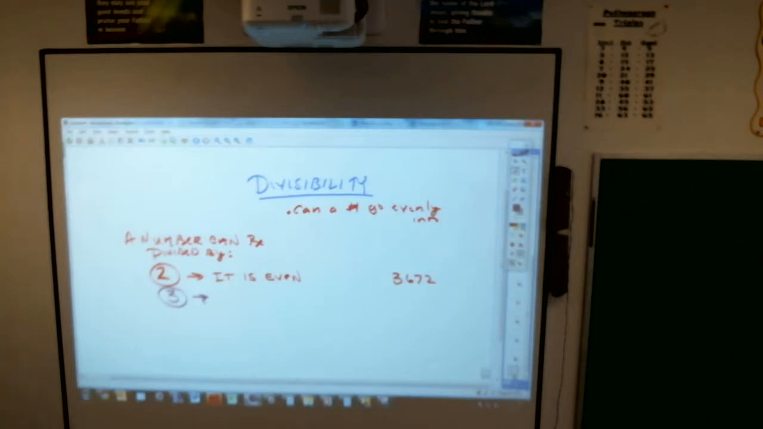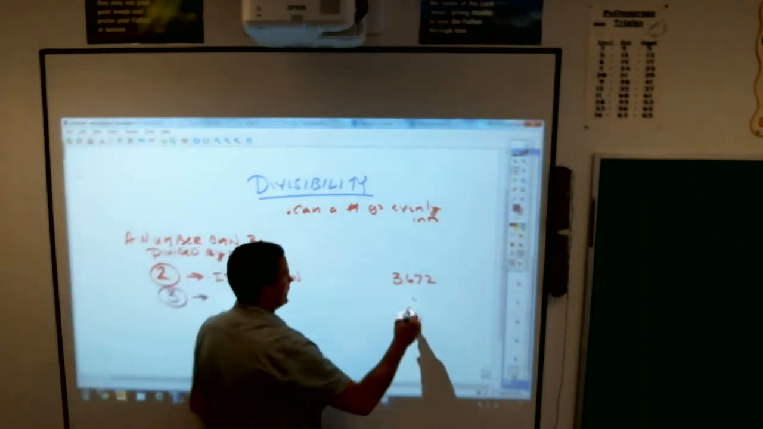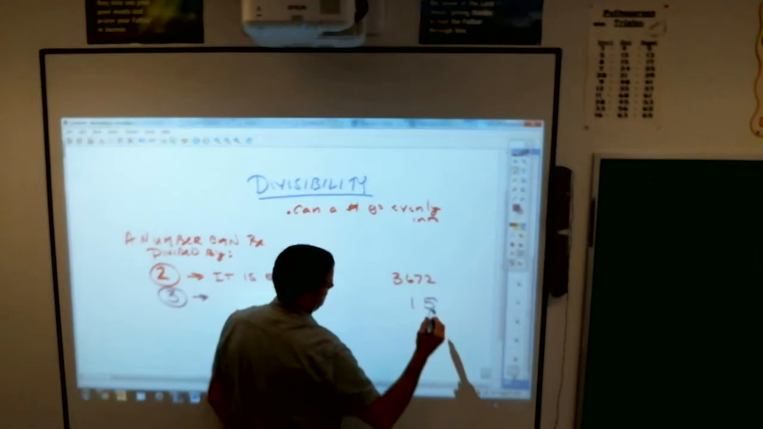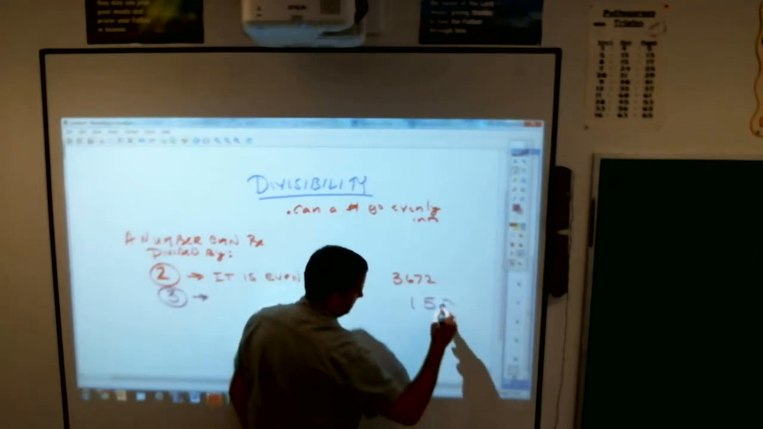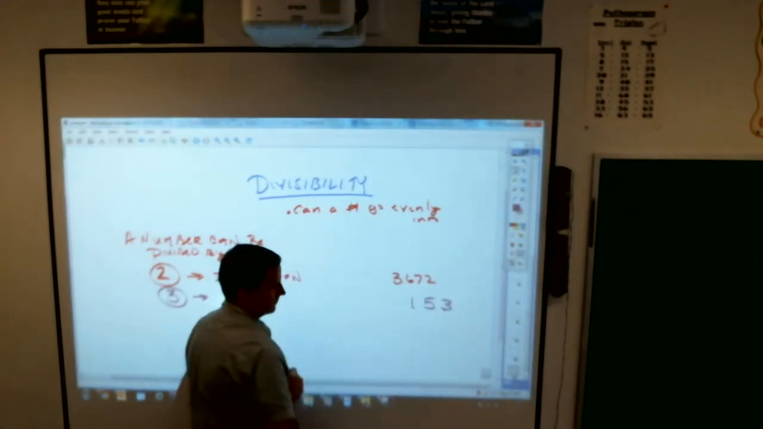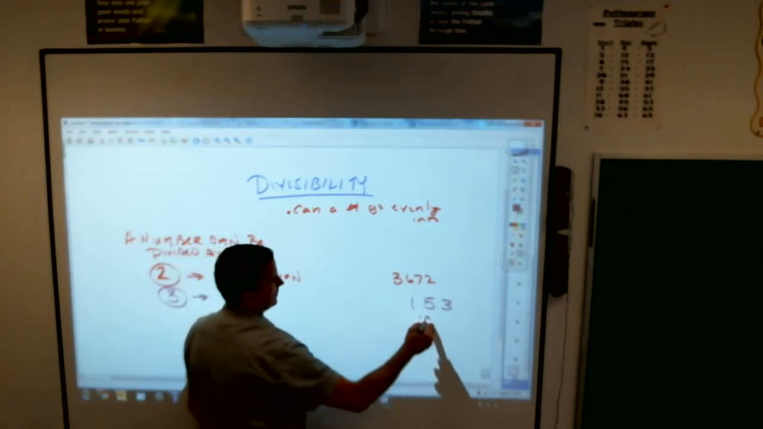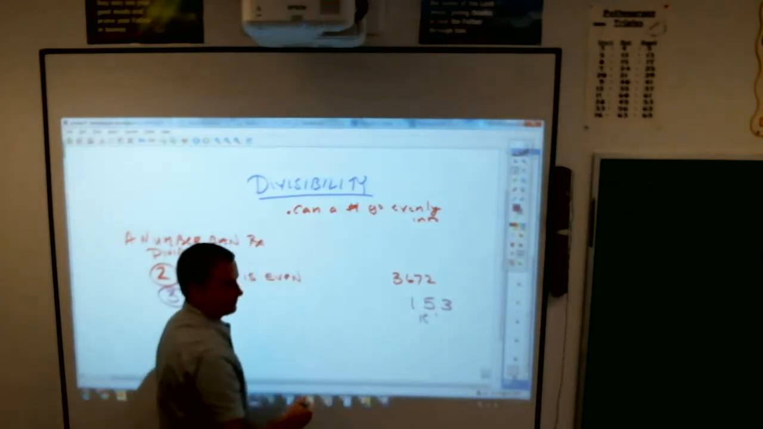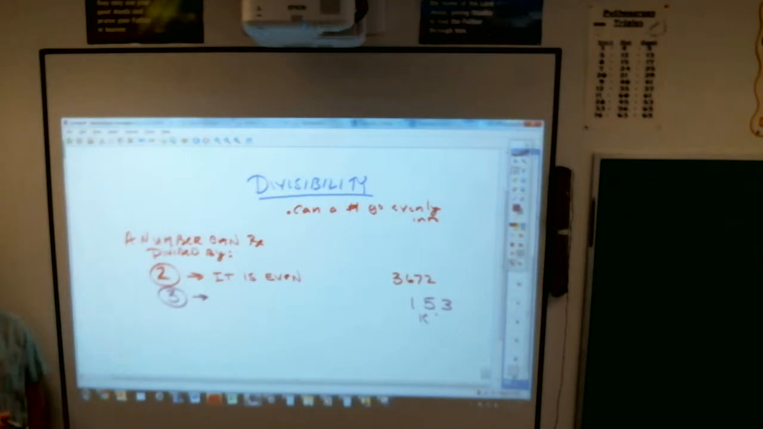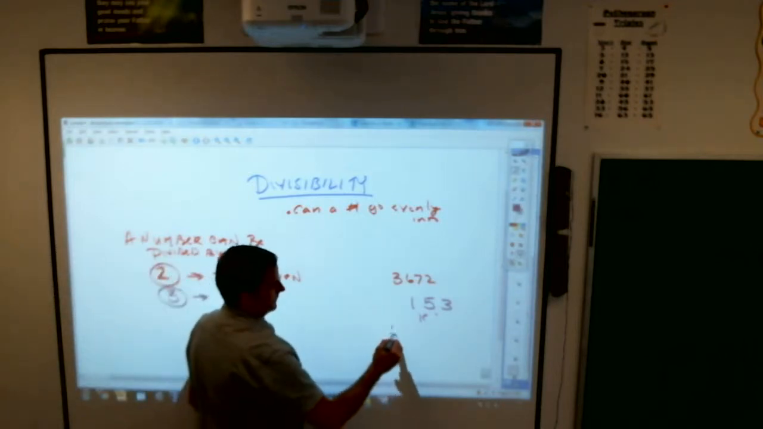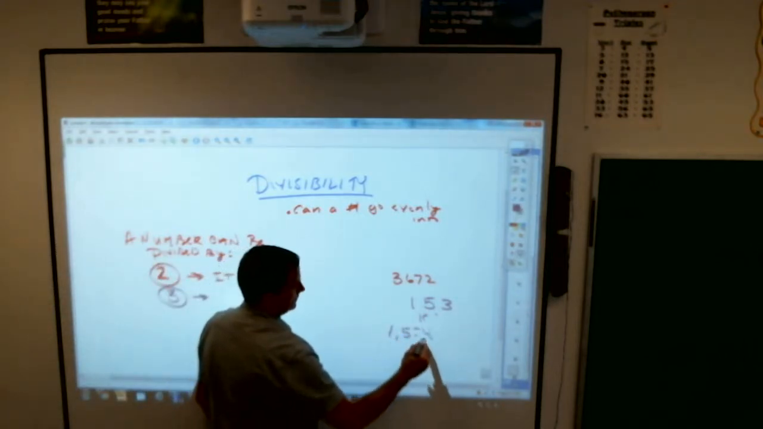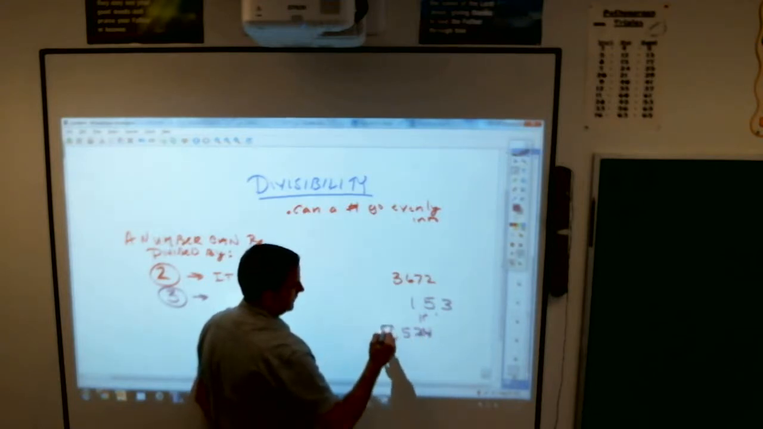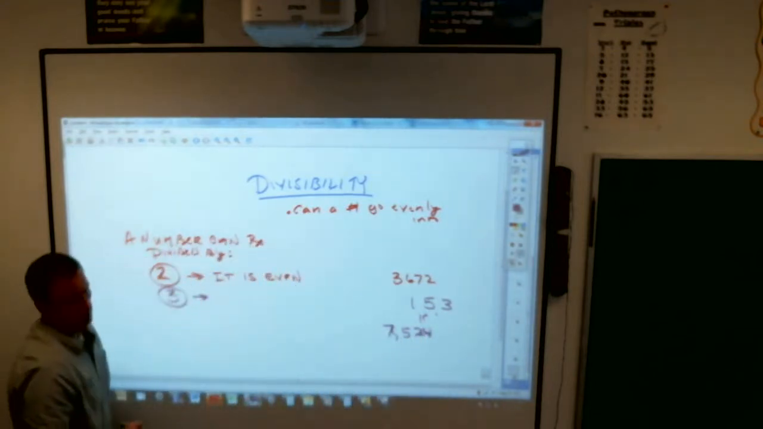For example, if I give you the number 153 or 53, how do you know if 3 goes into it? And you don't want to have to sit and divide it all out. If you have a really long number like 7,524, you don't want to have to sit down and say, okay, I'm going to divide that all out. How do you know? Lauren?